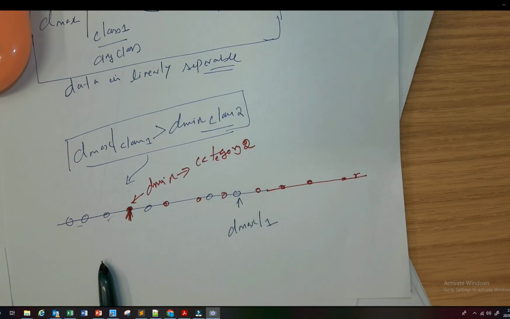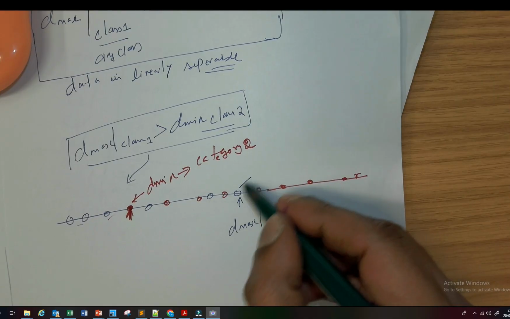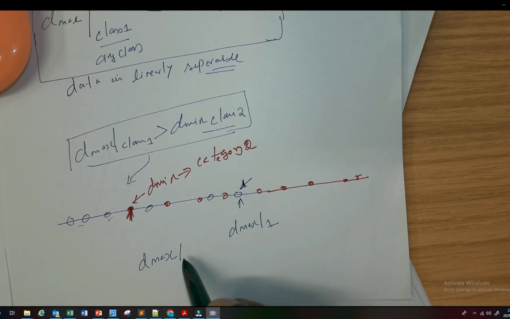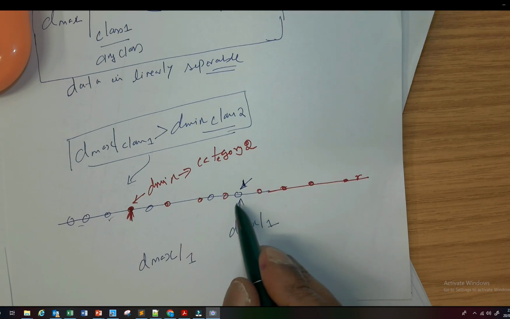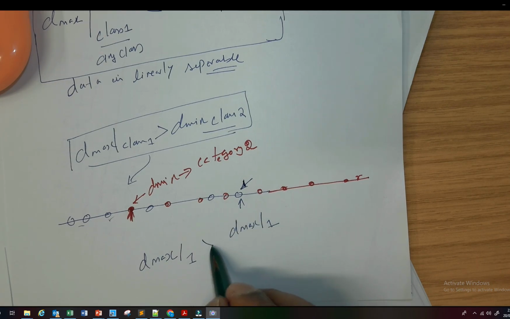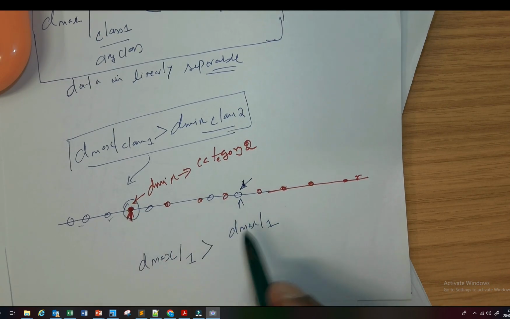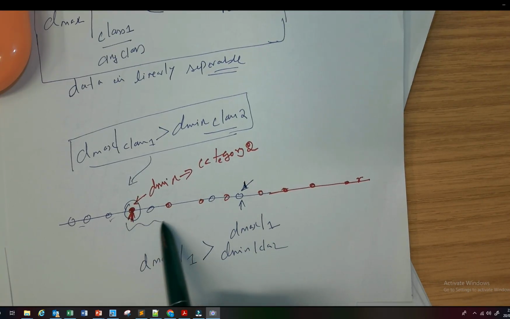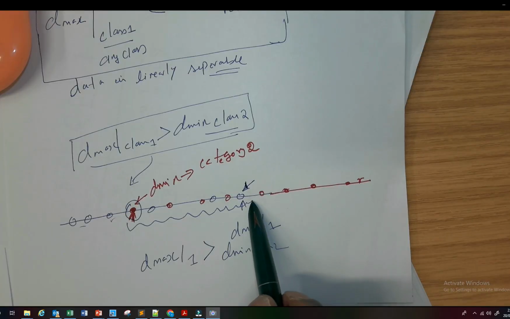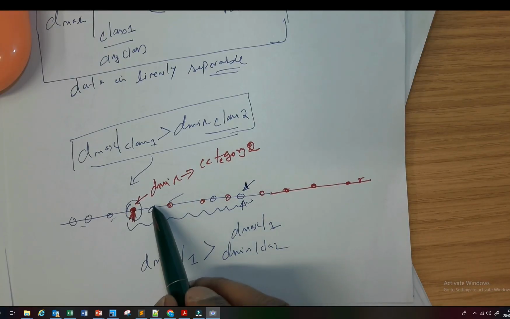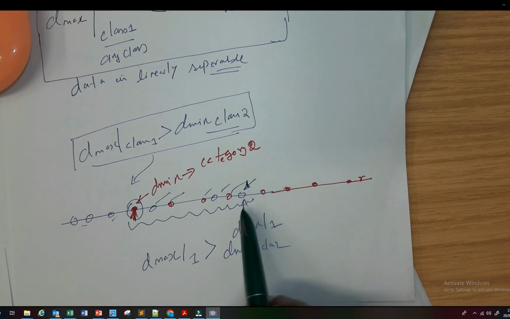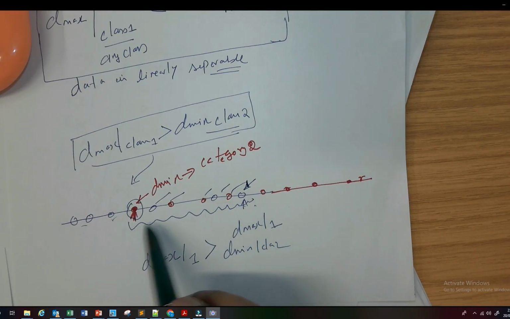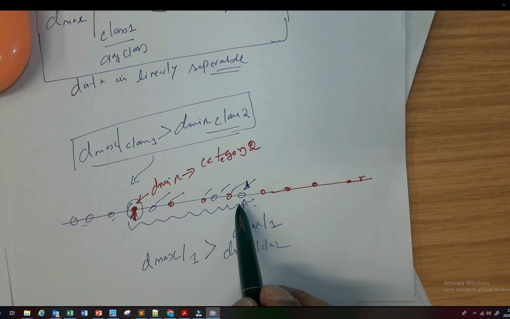So what you see here is that your D max is somewhere around here. If D max of class 1 is greater than D minimum of class 2, you see already a lot of overlap in this data, isn't it? You don't know whether this point, this point, and this point belong to category 1 or 2. They come in between, isn't it? So this type of data is not linearly separable.